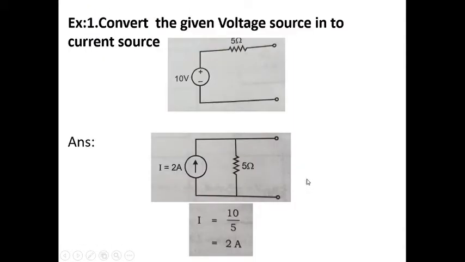Now we can see an example to convert the given voltage source into a current source. We can see here the positive sign and negative sign, and the 5 ohm resistance is connected in series. So how to find out the current? Current is equal to 10 volts divided by 5 ohm, so it will be 2 ampere. For the 2 ampere current, you can see the direction of the arrow is upward since it is plus and minus, and the 5 ohm resistance is connected in parallel.